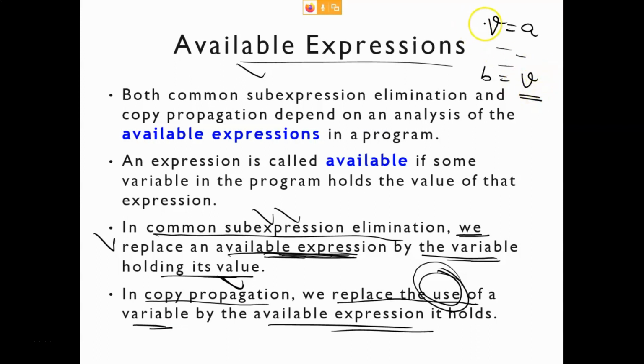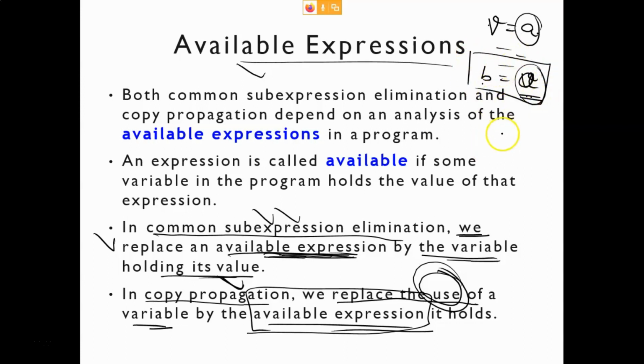This is the use, this is the definition of V, this is the use of A. This is the definition of B, this is the use of V. So this is the use of V. We replace the use of a variable by the available expression it holds. So this V holds A. This V holds A, so you can replace this V using A. So this is what you can do. This is what we do in copy propagation.